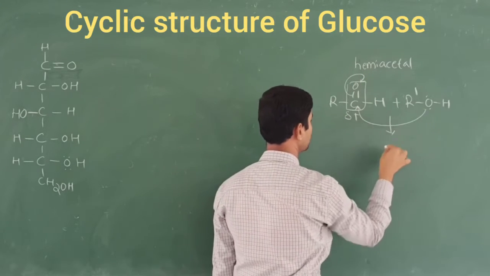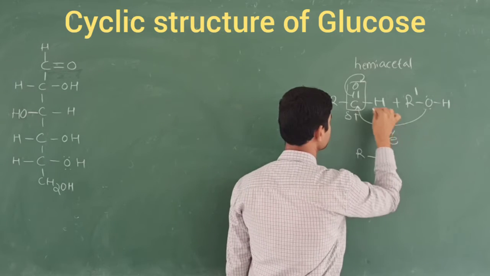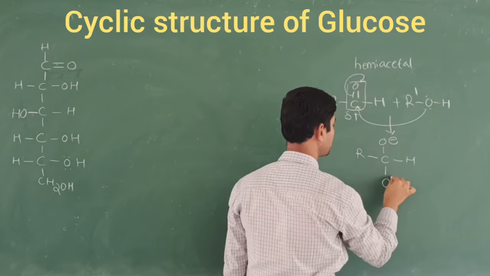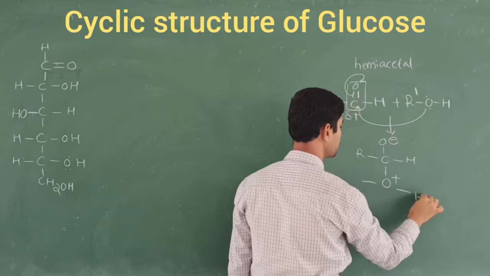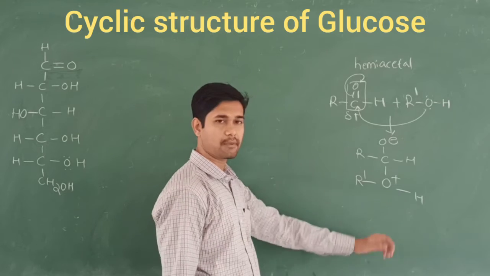Now what is remaining? R, C, O minus, the H as it is, and this oxygen with a new bond to the carbon, right? Why is it a plus charge? Because a trivalent oxygen is formed here, like this, with R dash. Now what happens? This is an unstable compound.